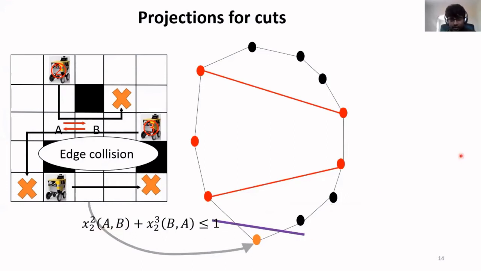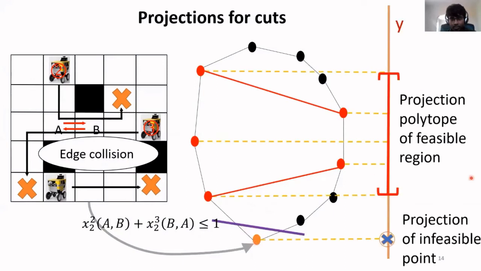To get a deep cut, our approach is to project out the feasible region and the infeasible vertex onto a lower dimensional space, as shown here. We then compute a separator on this lower dimensional space. Now observe that this green cut is a deeper cut than this purple line that we had earlier. We developed a systematic way of selecting the dimensions onto which we projected.